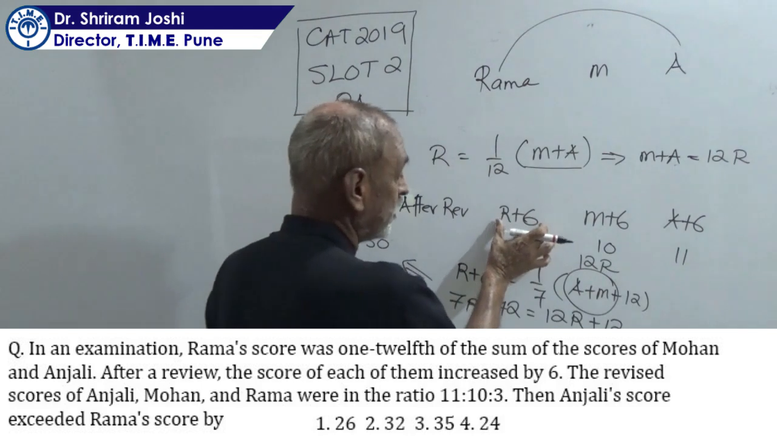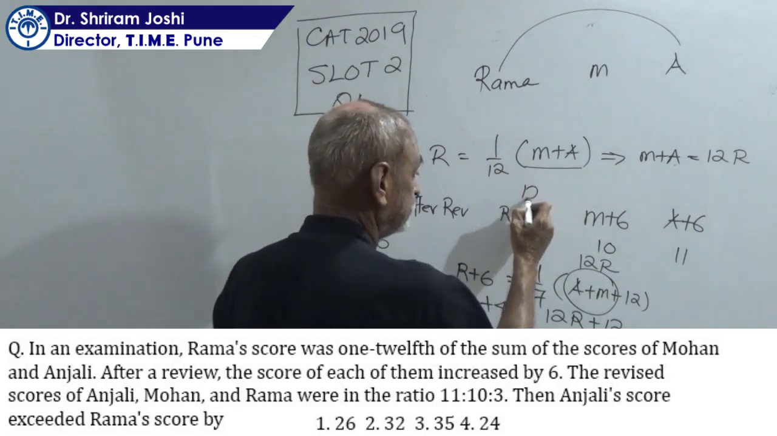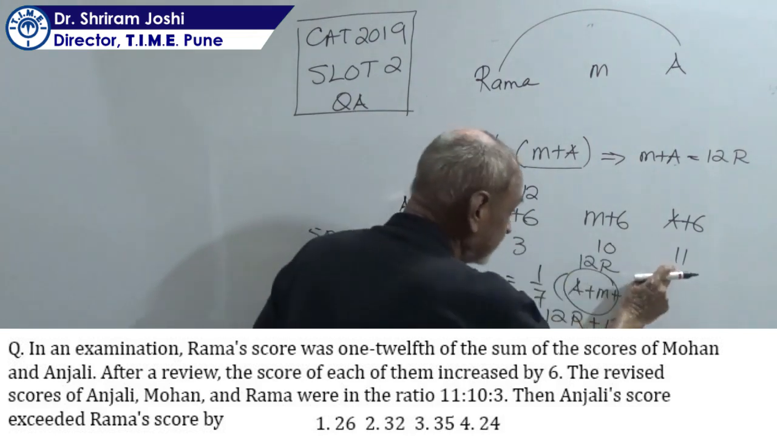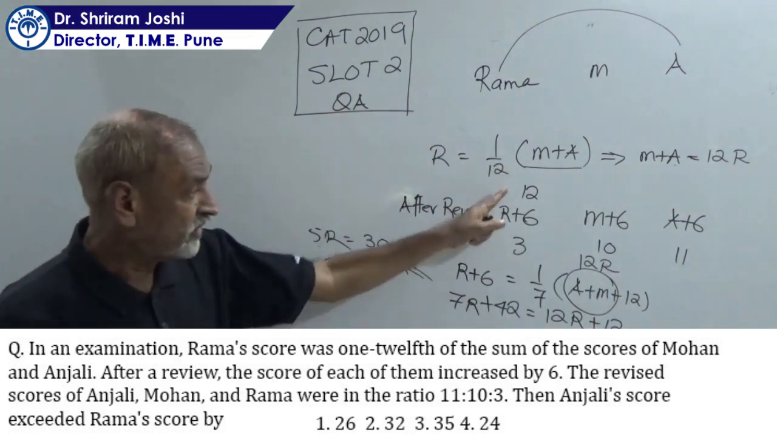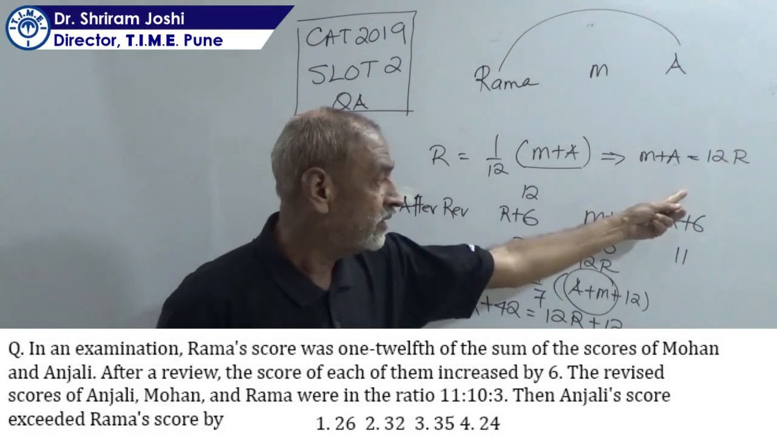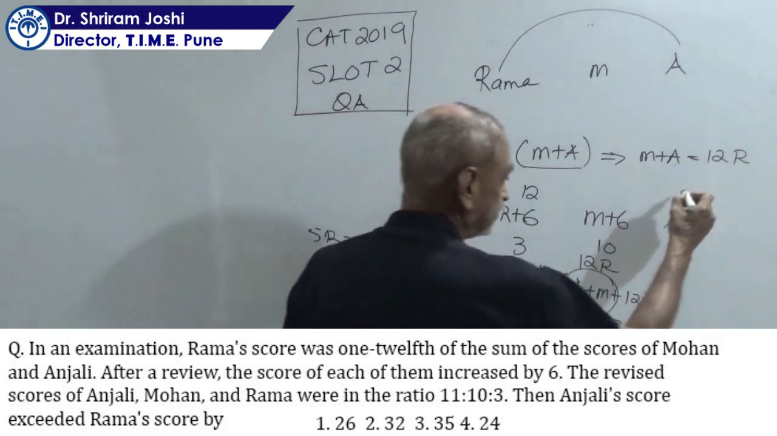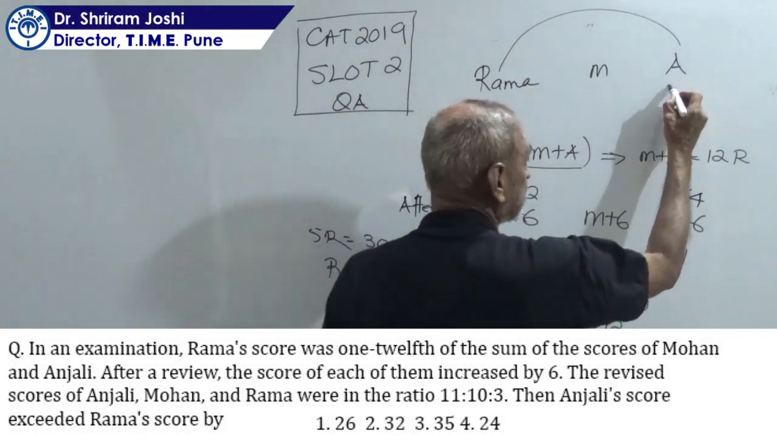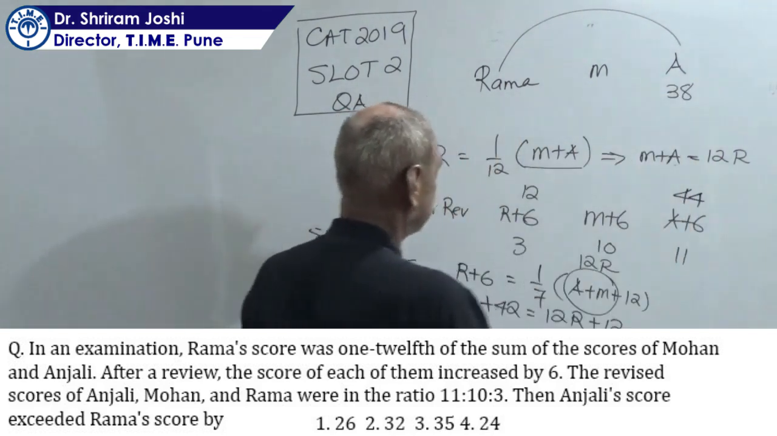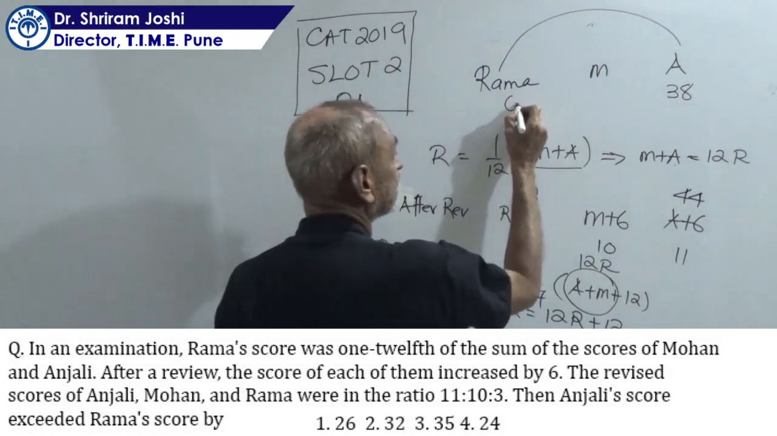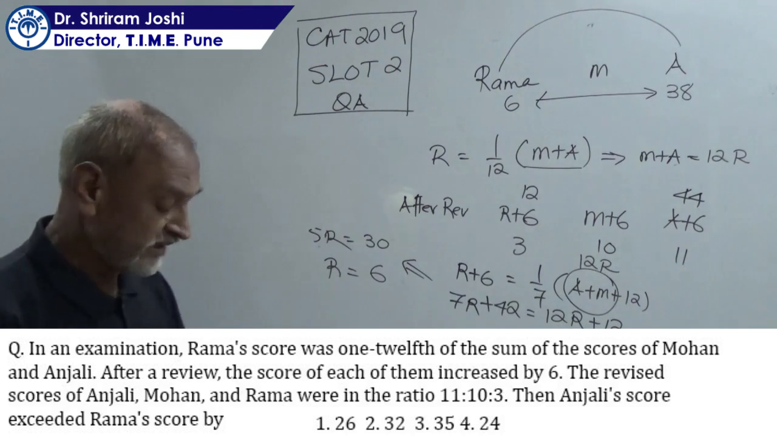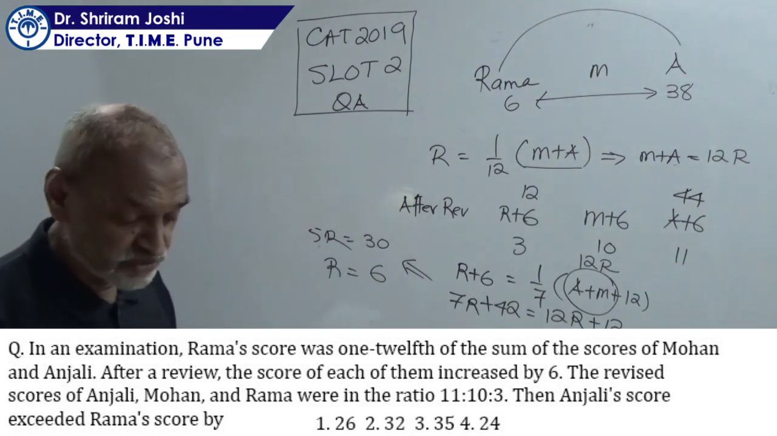If R is 6, what is this? 12. If this is 3 to 11, 4 times, so this will be 4 times, 44. If A plus 6 is 44, A must be 38. R is 6. What's the difference between 38 and 6? Answer would be 32.